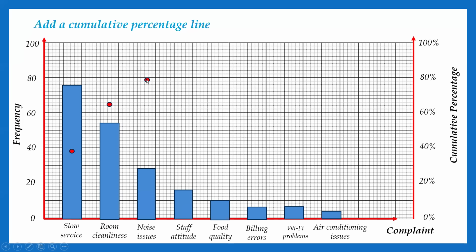Then 87, then 92, 95, 98, and then 100. Then we connect these points as a line. This is the cumulative percentage curve. That is a Pareto chart.